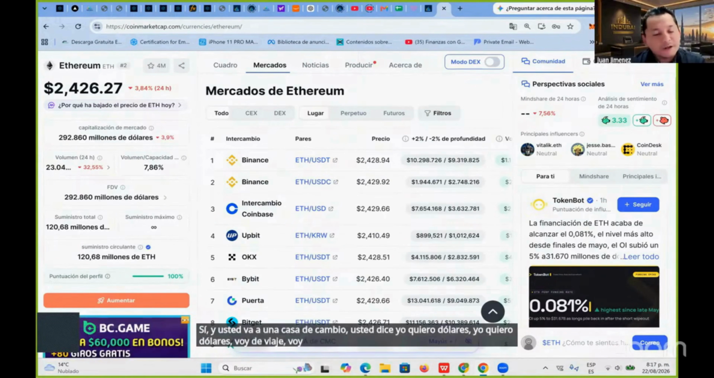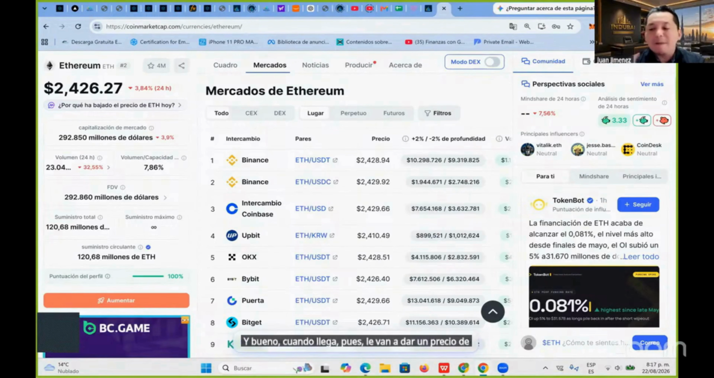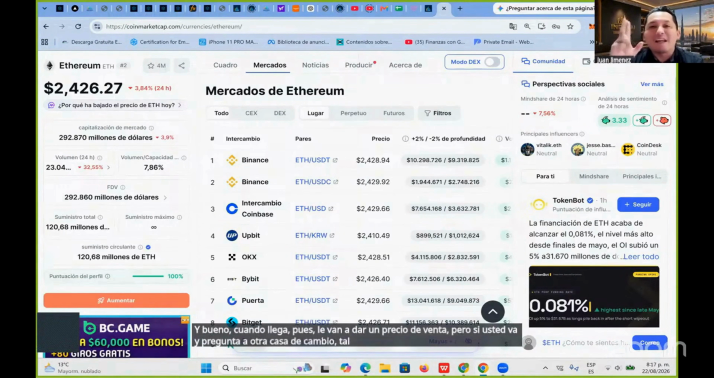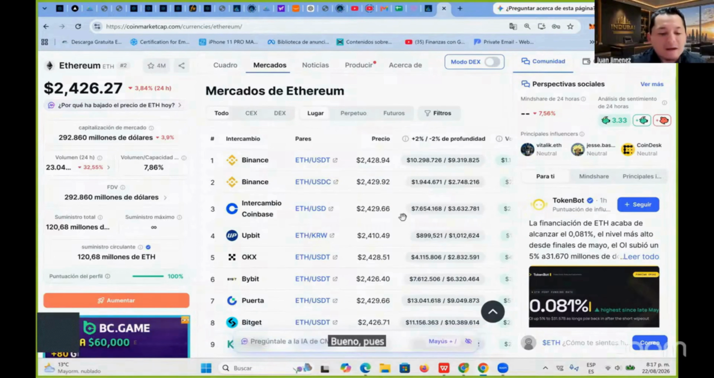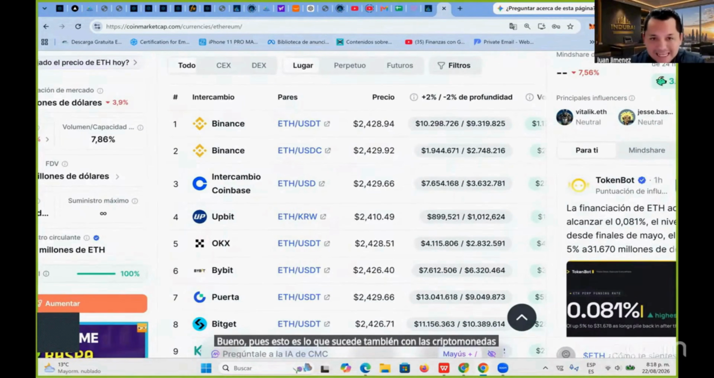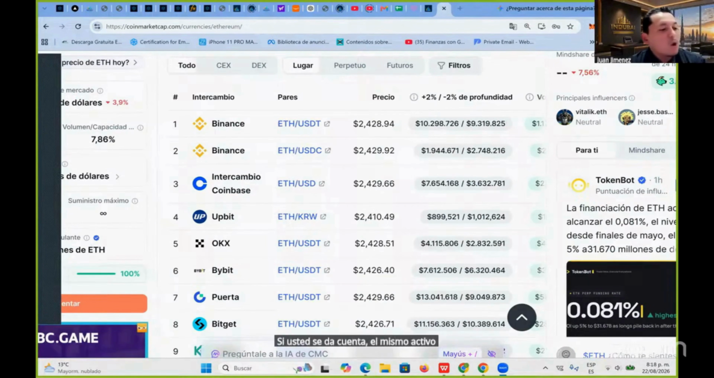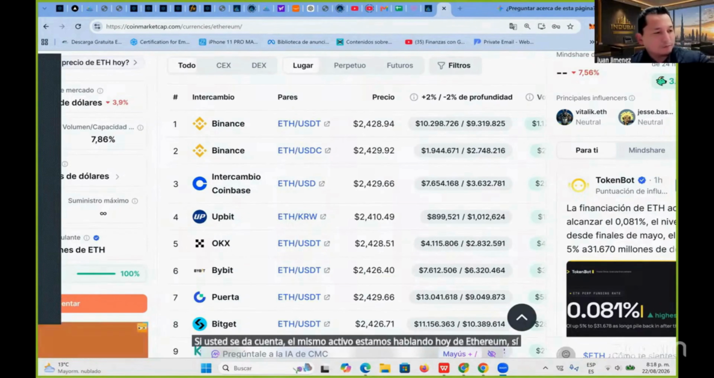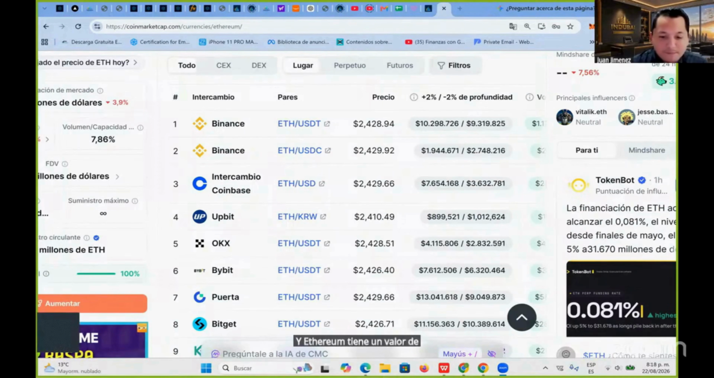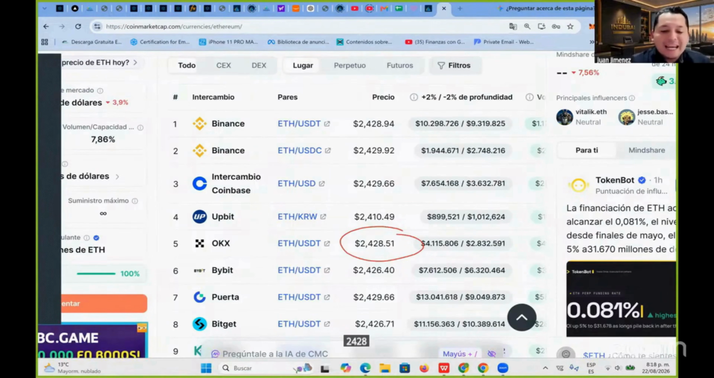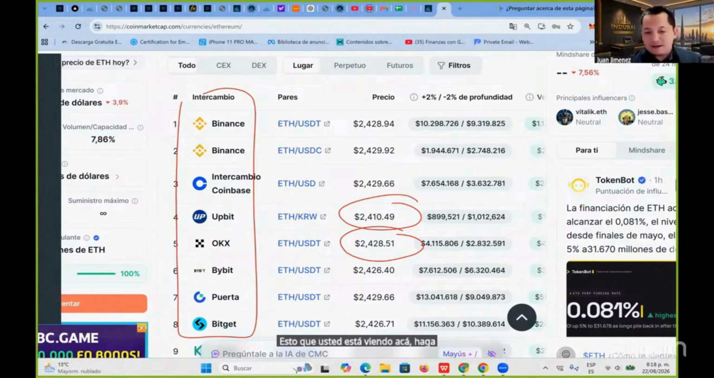I'm going to Jamaica. I want dollars, right? And well, when you get there, they're going to give you a selling price. But if you go and ask at another currency exchange, maybe there's a small variation. You're buying the same asset, it has a variation. Well, this is what also happens with cryptocurrencies. This is identically the same thing. If you notice, the same asset, we are talking about Ethereum today, right? Ethereum has a value of 2,400, look at it here, 2,428 on OKX and 2,410 on Upbit. What you are seeing here, think of them as currency exchange houses.